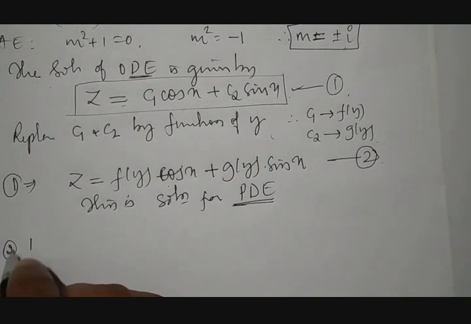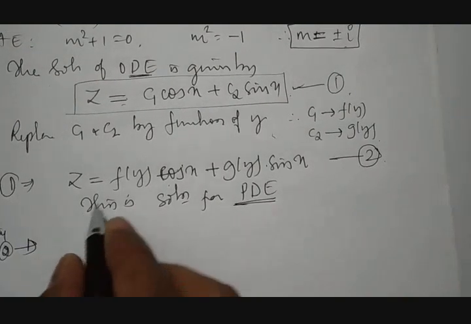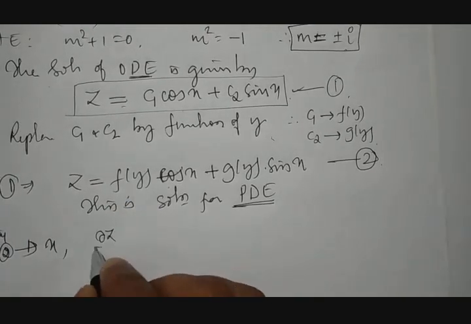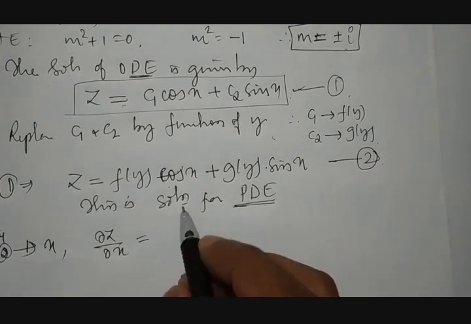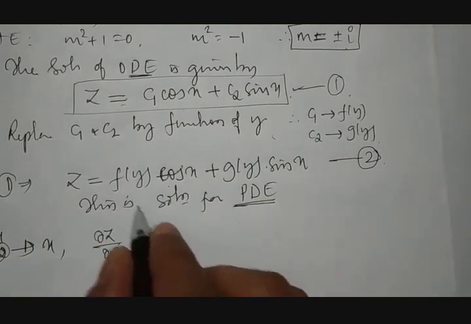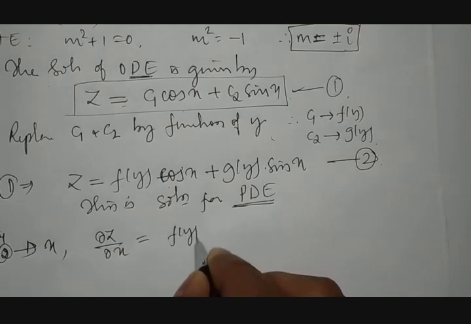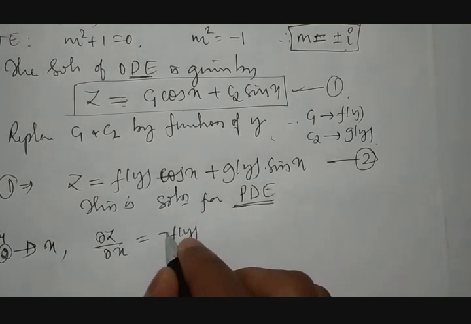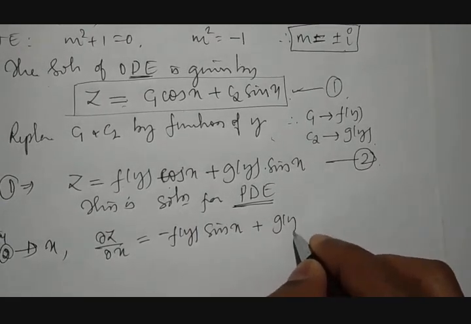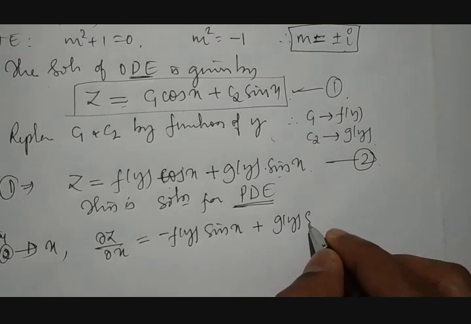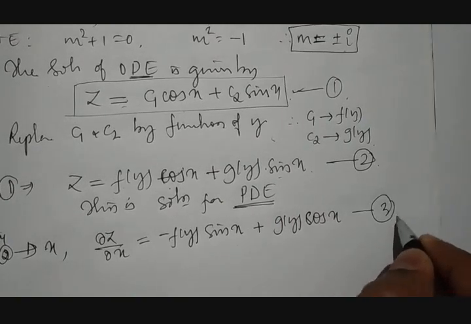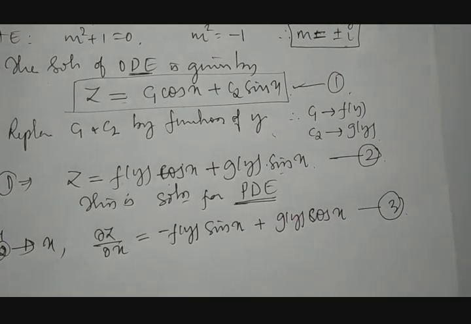So differentiate equation number 1 with respect to x, because we need dou z by dou x. Dou z by dou x is equal to what? Differentiation of this with respect to x: f of y being a constant, keep as it is. Then differentiation of cos x will be minus sin x, plus g of y as it is. Then differentiation of sin x with respect to x will be cos x. We call this equation number 3.